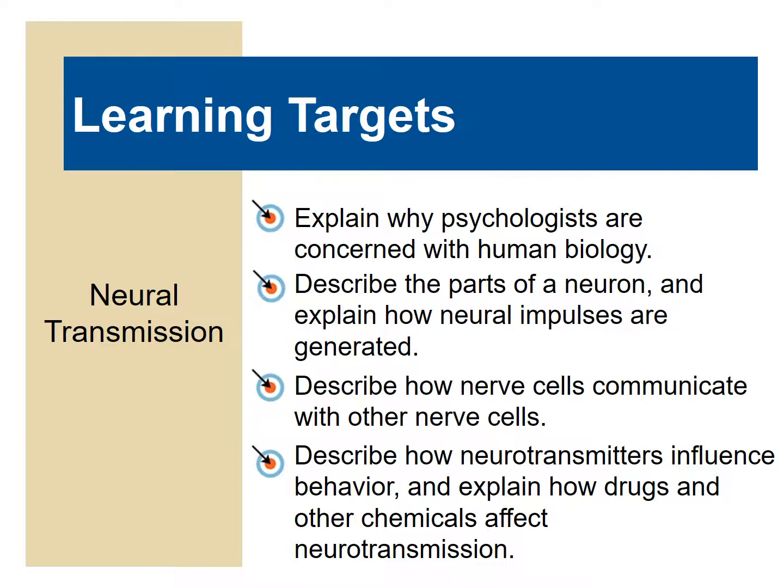Learning targets for this lesson are, we're going to focus on the bottom two. We did the top two in last lesson with parts of the neuron. So we're going to describe how nerve cells communicate with other nerve cells, describe how neurotransmitters influence behavior, and explain how drugs and other chemicals affect neurotransmission.